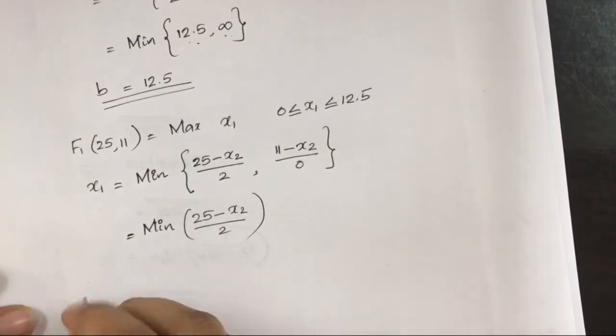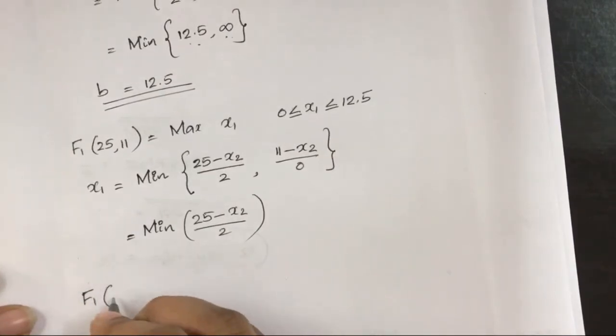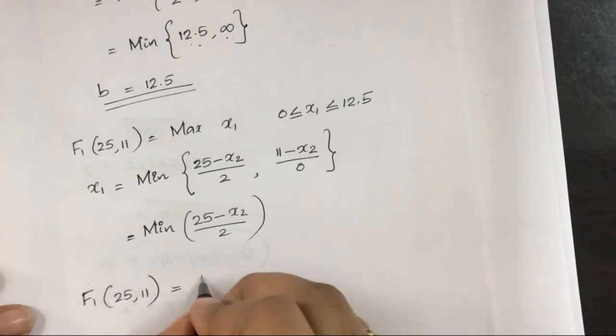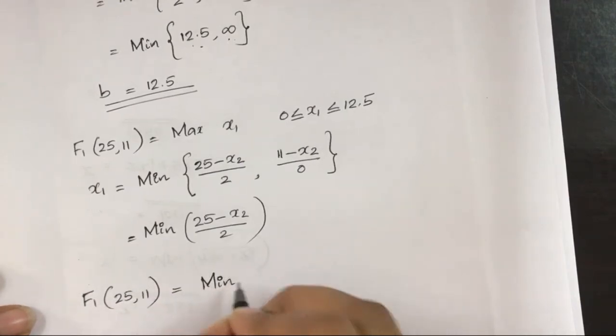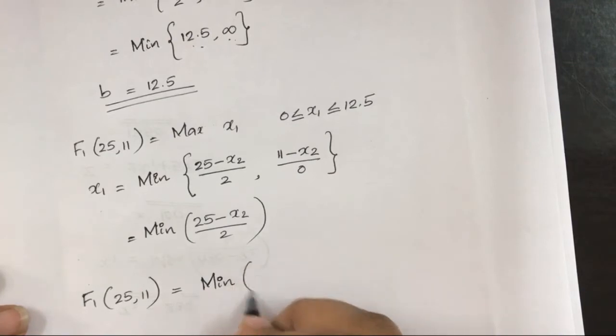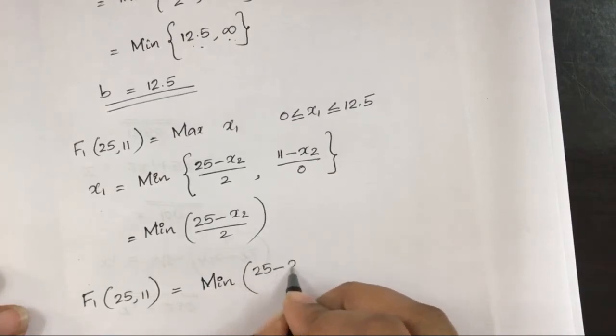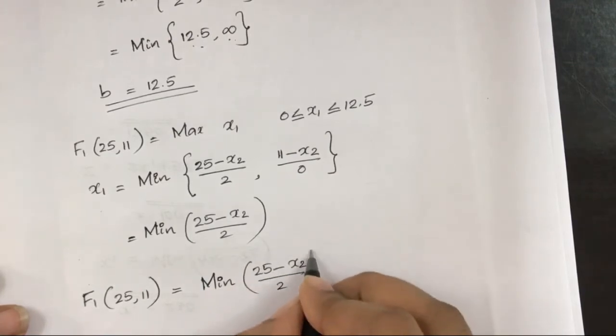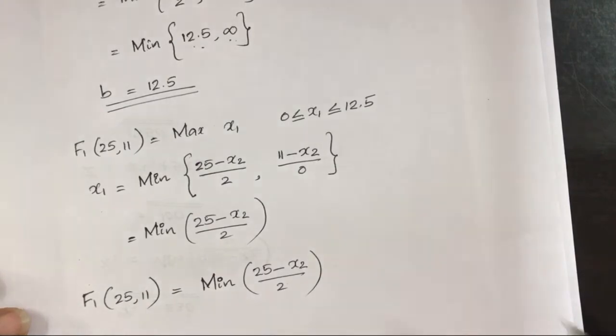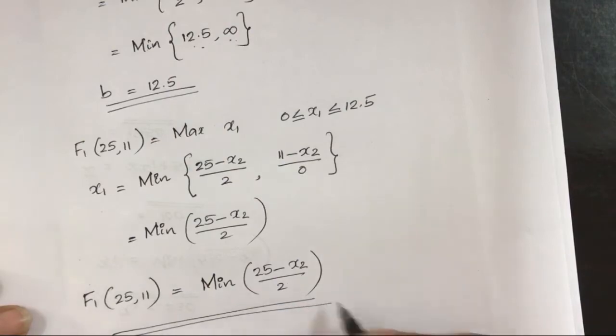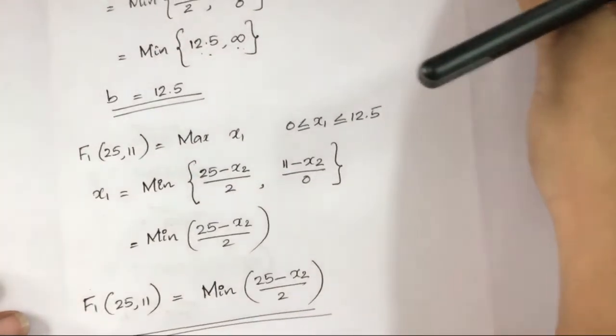Now we are rewriting the function f1 of 25 comma 11 is equal to minimum of 25 minus x2 divided by 2. This is the answer of first stage. Now we are going for stage 2.